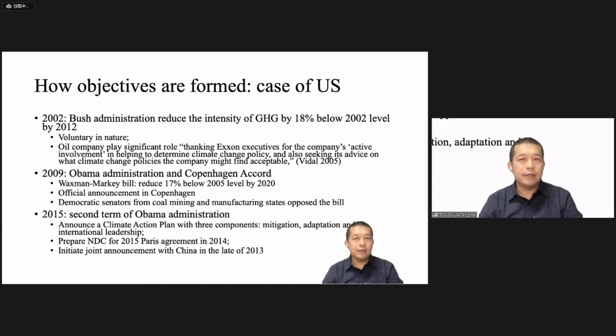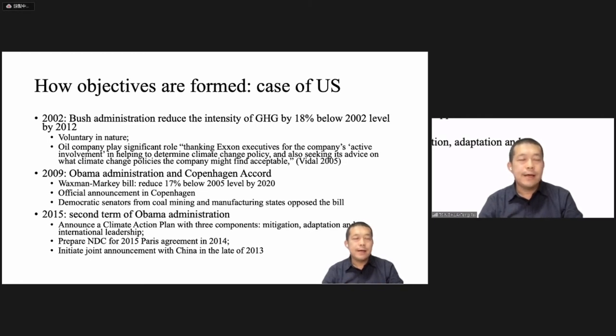So the United States formally started a domestic process to prepare its NDC in late 2013. And then it considered initiating a joint announcement with China, also in late 2013. That was an idea from the United States, to start joint announcements with China. Finally, this joint announcement happened in 2014 when President Obama visited Beijing, and China and the US jointly announced their NDCs. For China, it is to peak emissions around 2030 and reduce carbon intensity by 60 to 65%. For the United States, it is to reduce emissions by 26 to 28%.